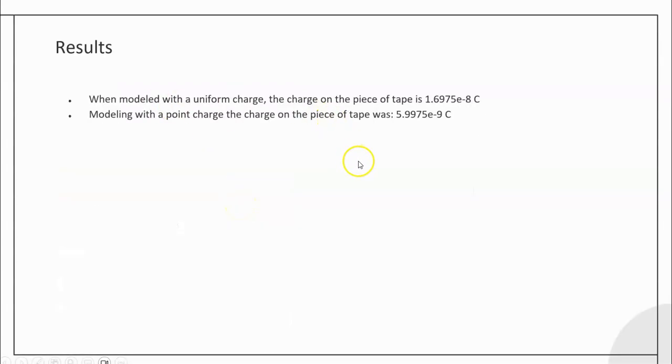So when we modeled it with a uniform charge, the charge on the piece of tape was 1.6975 times 10 to the negative 8 coulombs, but when it was modeled as a point charge, the charge on the tape was 5.9975 times 10 to the negative 9 coulombs. So these values are different.